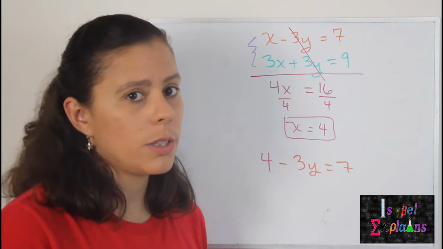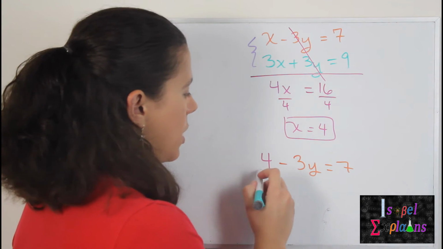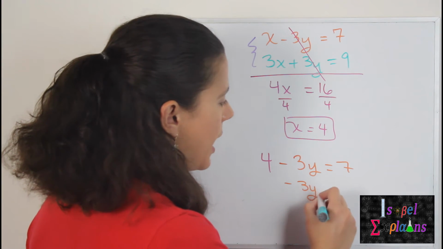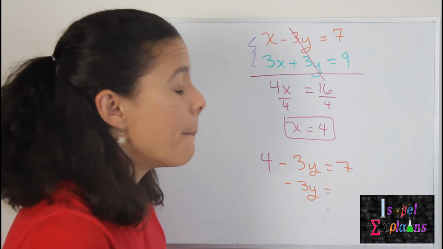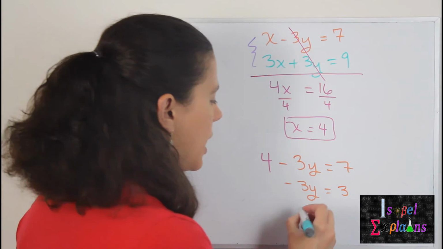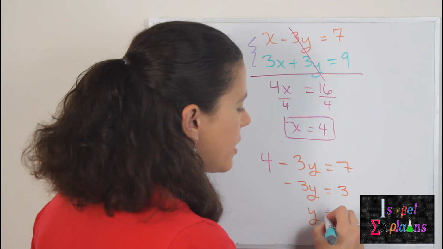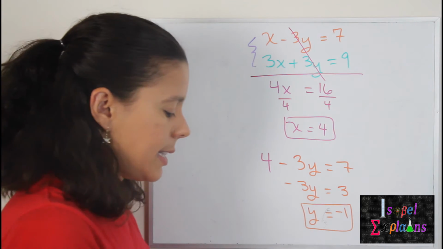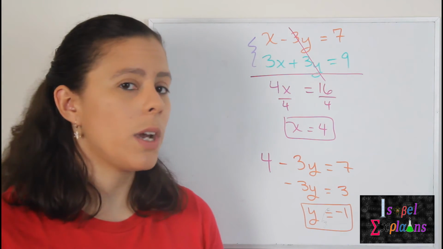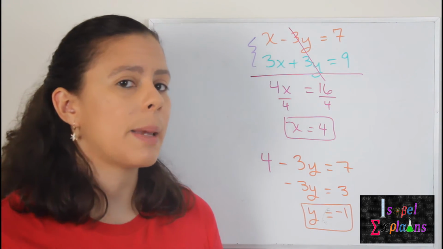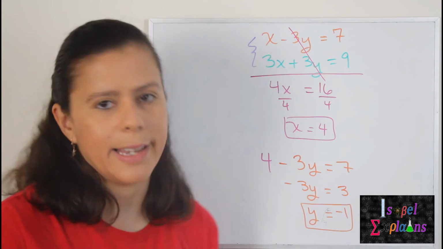So in order for us to leave the y alone, what I'm going to do is subtract 4 on both sides. So I'm left with negative 3y is equal to 7 minus 4, which is 3. I divide by negative 3 on both sides, so I'm left with y is equal to negative 1. And that's it. My answer to the system of equations is x equals 4, y equals negative 1, which means that they meet at the point (4, negative 1).